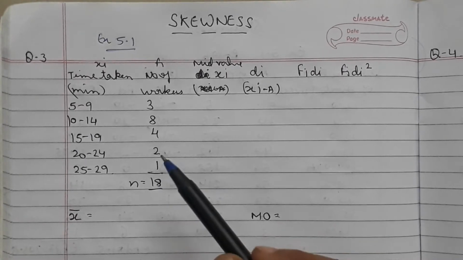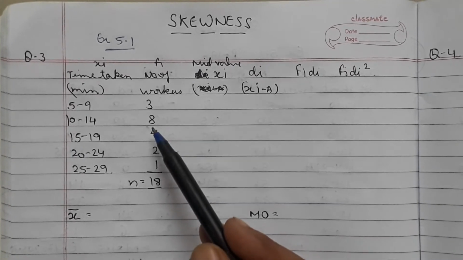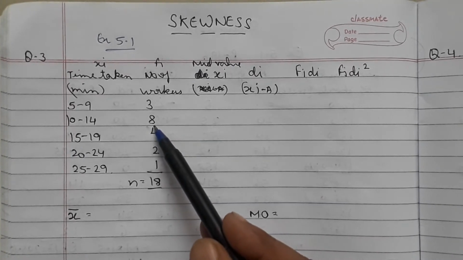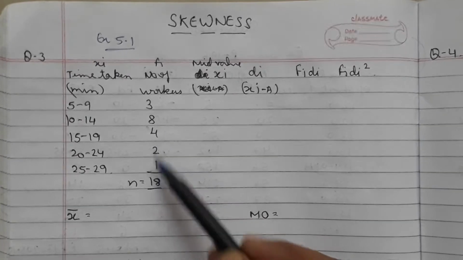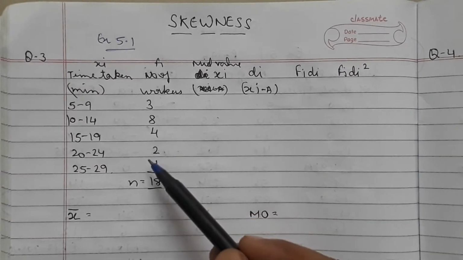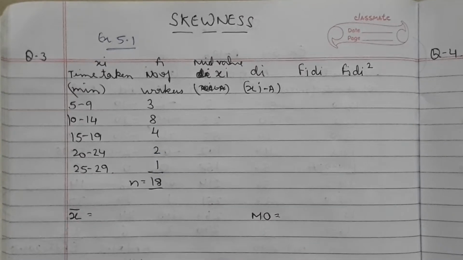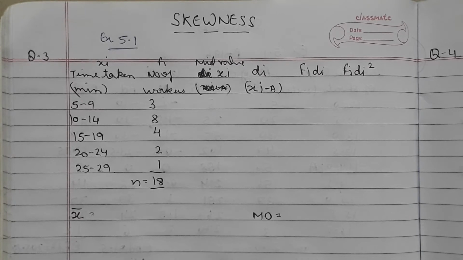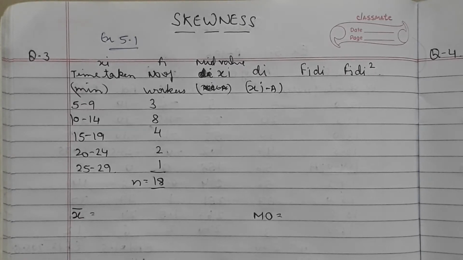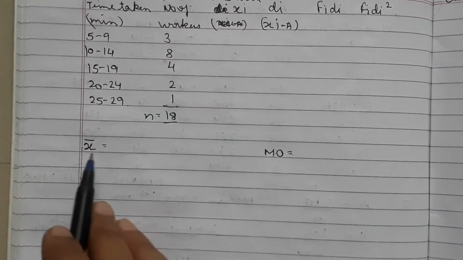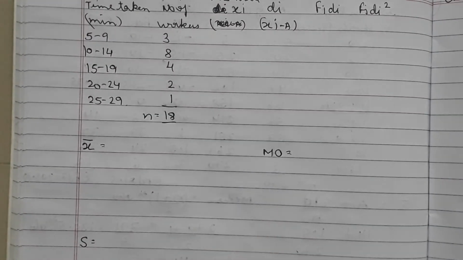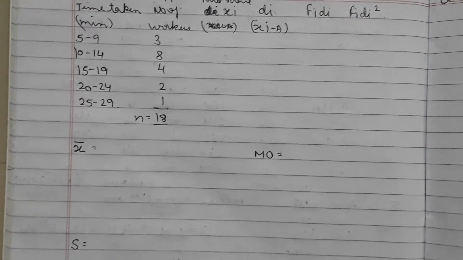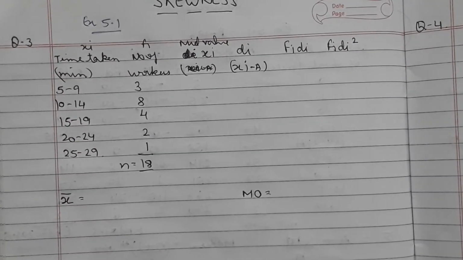Now if we see the mode here, the highest frequency is only 1, that is 8. More than 8 it is not there, and 8 is also not repeated, so we will apply the formula for J, coefficient of skewness, x bar minus Mo upon S. So we are required to find out x bar, Mo and S. So we are starting with the sum.